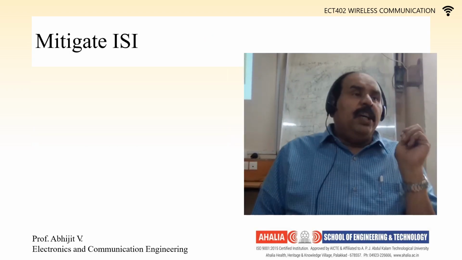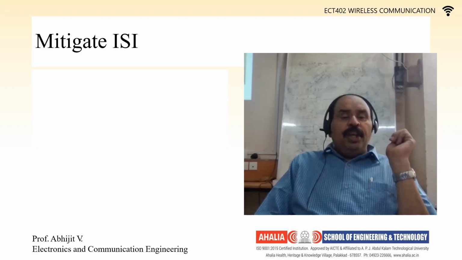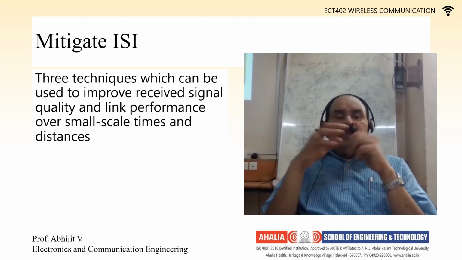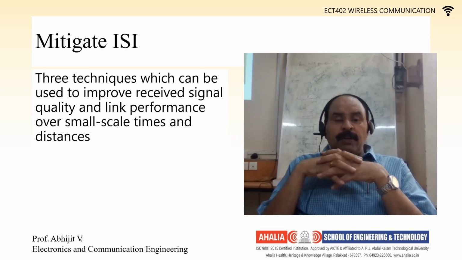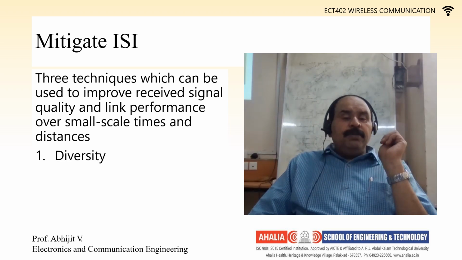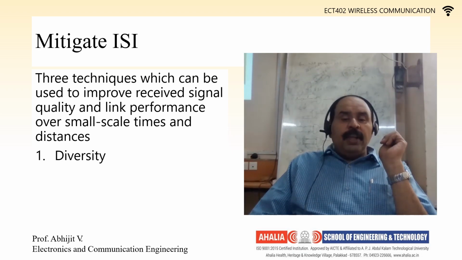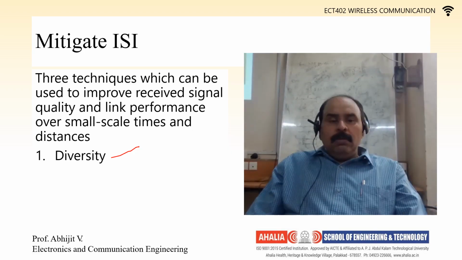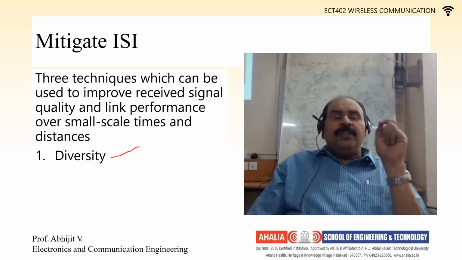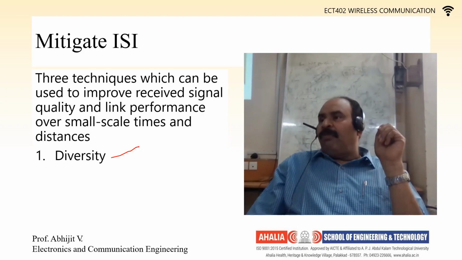So what are the steps that we have taken to mitigate ISI? What are the three important steps? The three techniques that can be used to improve the received signal quality and link performance over small scale times and distances. First one is diversity, which we have seen in the previous lectures. So the first thing we have studied is diversity.